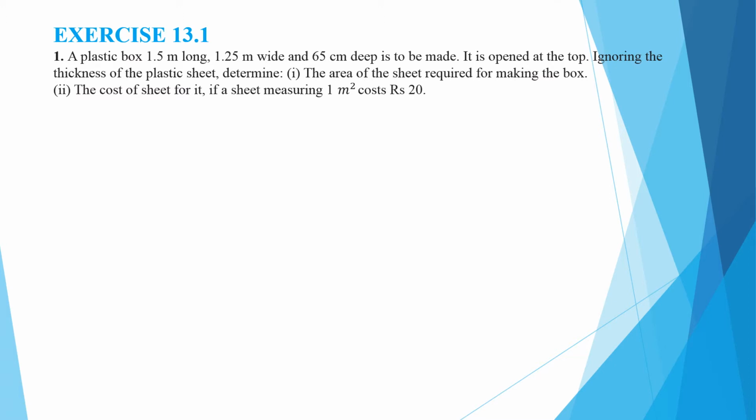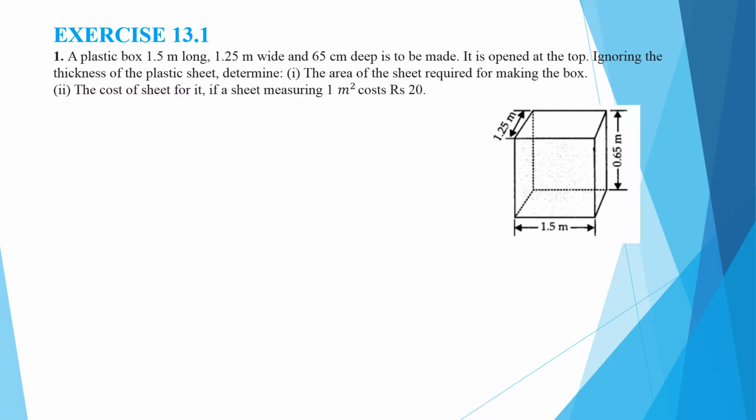So the question is clear. One plastic box is there which is 1.5 meter long, 1.25 meter wide and 65 centimeter deep. It is said that it is open at the top. So first of all we will write given, then solution. It is open at the top, so two cases are there. Either we can use the total surface area, that is including all six faces, and minus the top one, or we can use all four faces, that is four walls, and include the base one. Two ways there to find the solution of this question.